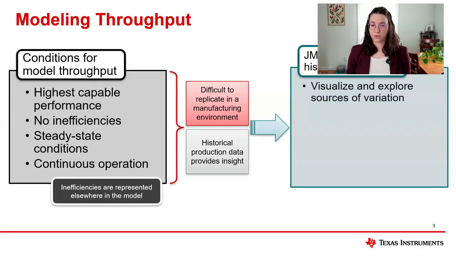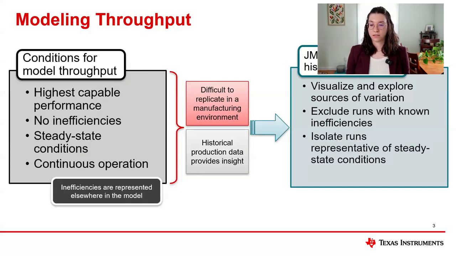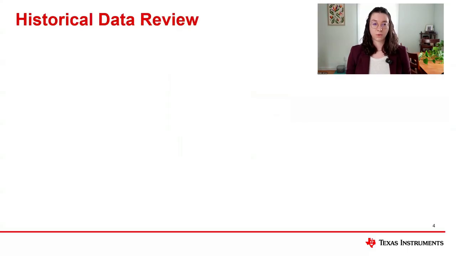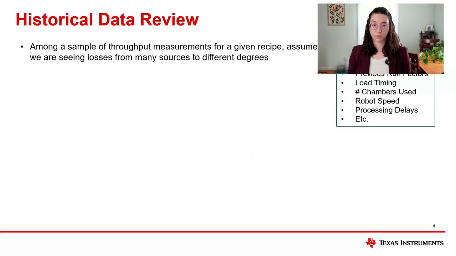We use JMP to visualize and explore the sources of variation. We use it to exclude runs with known inefficiencies, isolate the runs that are representative of steady state conditions, and then document those results. So as we approach a data set for review, we'll have a sample of throughput measurements for a given recipe.